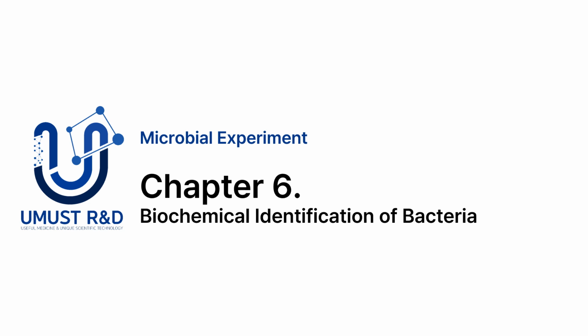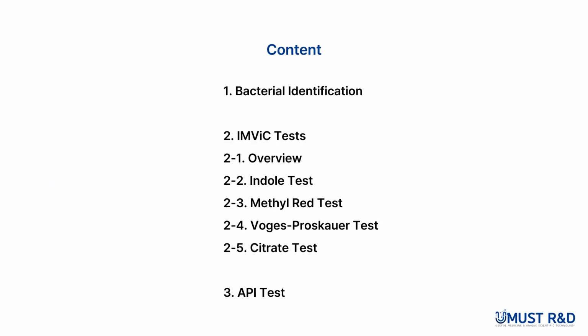Hello everyone, welcome to today's lecture on biochemical identification of bacteria. In this session, we will explore various biochemical tests used to identify bacteria and distinguish them based on their metabolic characteristics. Today, we will cover the importance of bacterial identification and its methods, the IMVIC test, including the indole test, methyl red test, Voges-Proskauer test, and citrate test, and the API kit, a rapid biochemical test system for bacterial identification.